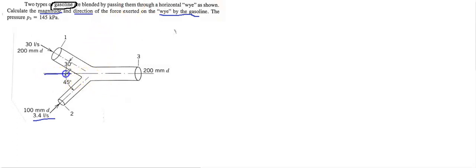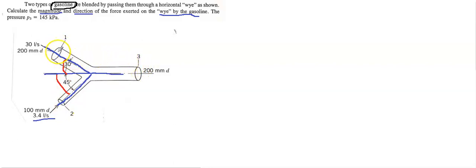If you see, this is the center line, and this is the inlet of section 1, and this is the flow direction for section 2. So it creates a 30-degree angle here, and this one creates a 45-degree angle here. So those are the two angles, and you see this is section 1, section 2, section 3.